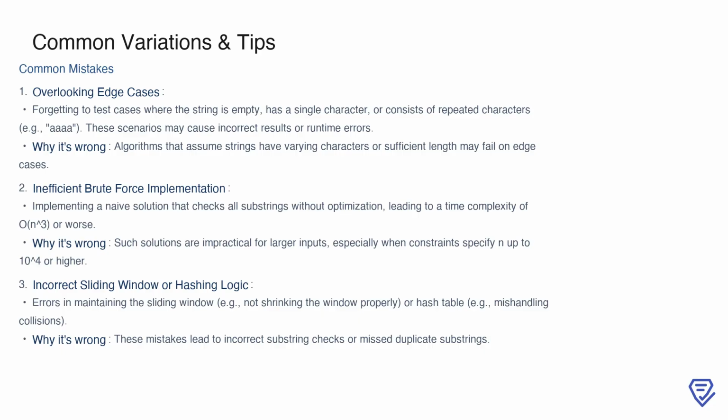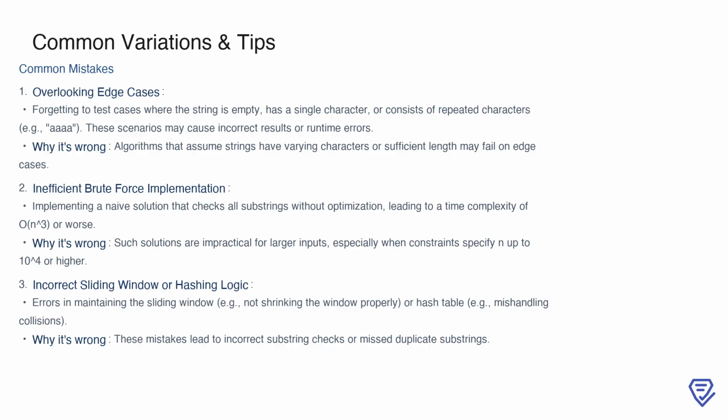When solving the longest repeating substring problem, there are several common mistakes to watch out for. First, overlooking edge cases can lead to significant issues. For example, forgetting to test scenarios like an empty string, a single character string, or a string with all repeated characters, like AAAA, can cause incorrect results or even runtime errors. This happens because some algorithms assume strings have varying characters or a minimum length, which isn't always the case.